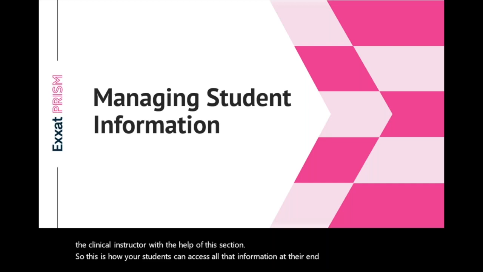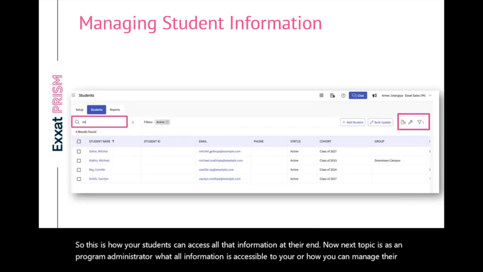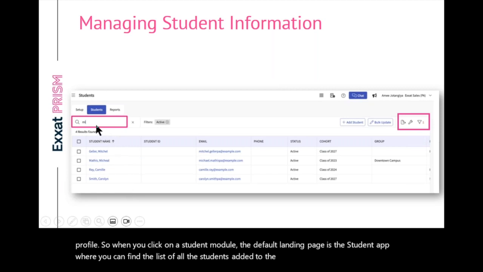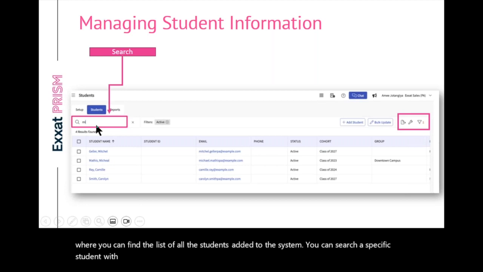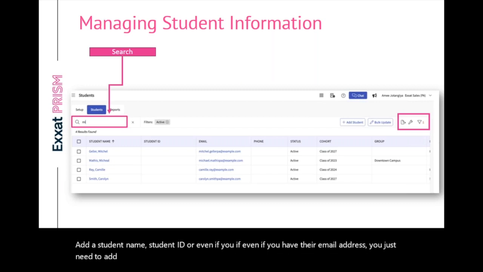Now, the next topic is, as a program administrator, what all information is accessible to you, or how you can manage their profile. So when you click on the student module, the default landing page is the student tab where you can find a list of all the students added to the system. You can search a specific student with the help of this search box. It's a global search. You can simply add a student name, student ID, or even if you have their email address, you just need to add that information in the search box, and then the system will provide you all the possible results.